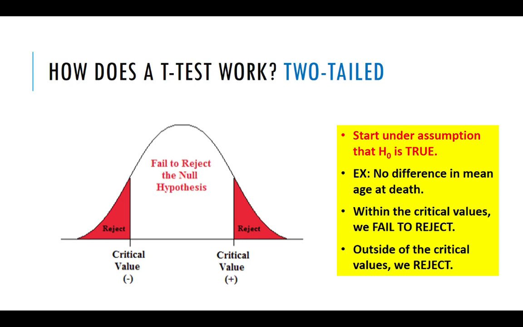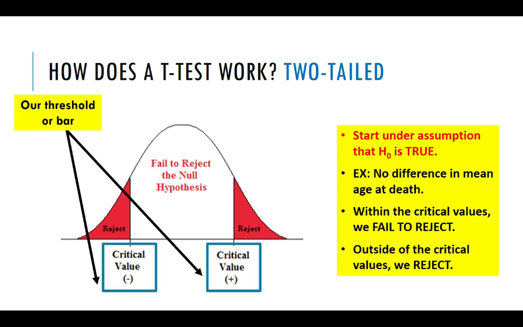So our distribution is basically going to tell us what these critical values are. So these critical values are key. That's really our bar or our threshold. That's the hurdle that we have to clear to be able to say this is a statistically significant difference in mean age at death between smokers and non-smokers, if we're sticking with our previous example.